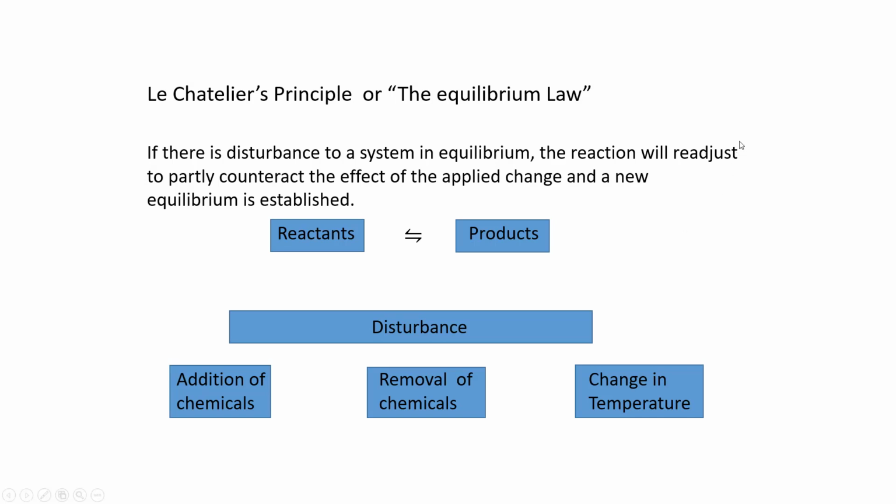This brings us to the next idea, which is Le Chatelier's principle, or the equilibrium law. If there's a disturbance in a system in equilibrium, the reaction will readjust to partially counteract the effect of the applied change, and a new equilibrium is established. So for example, here we have our reactants and products, a reversible interaction. We have some sort of disturbance. And the types of disturbance we typically talk about would be things like addition of chemicals, removal of chemicals, or a change in temperature.